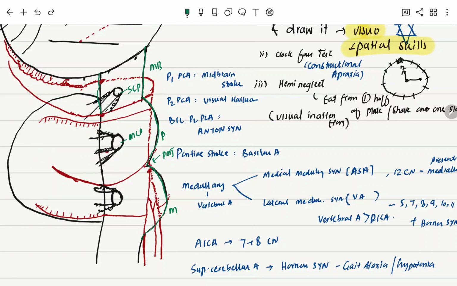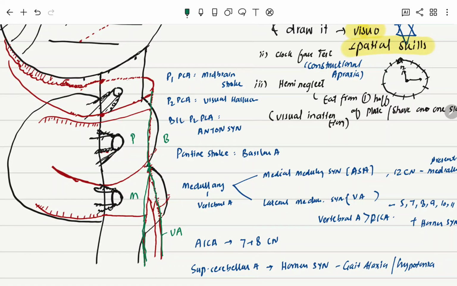So we have the branches of the posterior circulation. This one is called the vertebral artery. Both of these are going to ascend upward and they are going to unite at the pontomedullary junction. Then they are going to form this artery that is called the basilar artery, that is going to run on the anterior aspect of the pons.